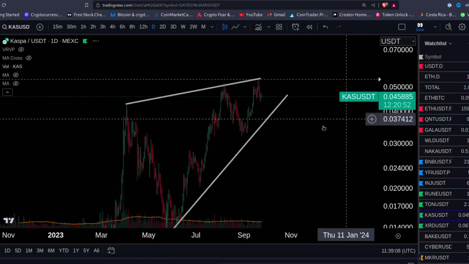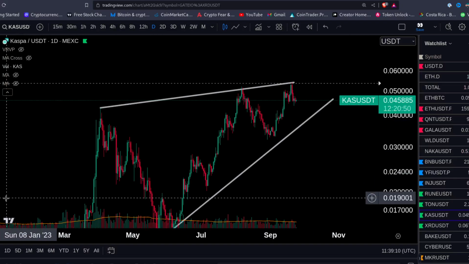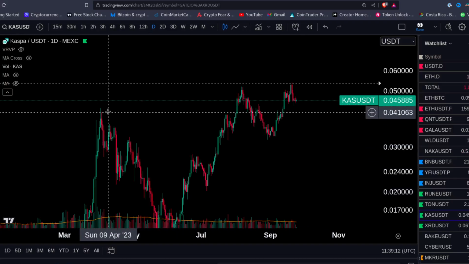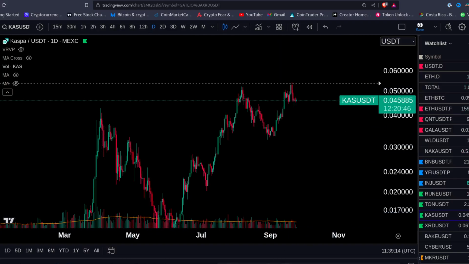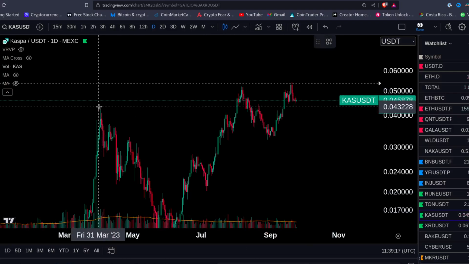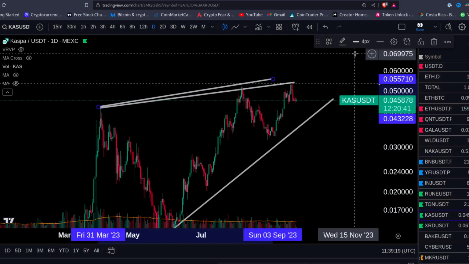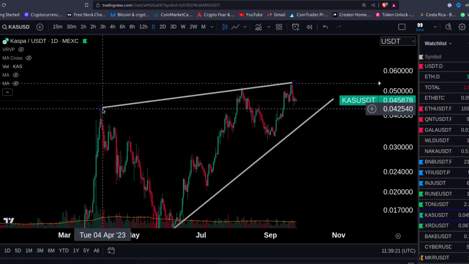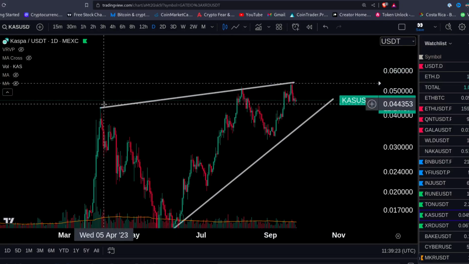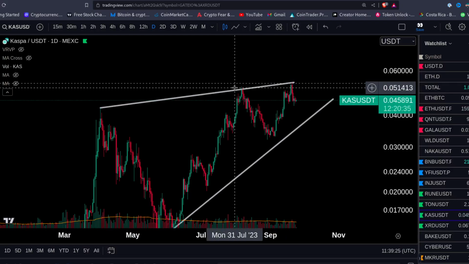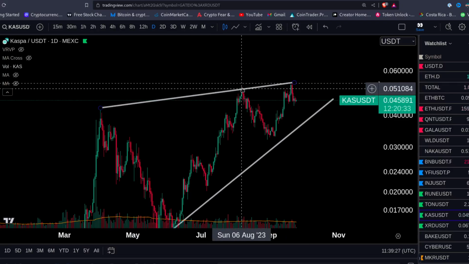let's look at the chart, a naked chart. Okay, naked chart, bro, that's nothing on the chart. So what you can see here, Kaspa just made marginally higher highs. You can see the upward trend line right here. That means this high is a little bit higher than this one, and this one is even a little bit higher than this one.